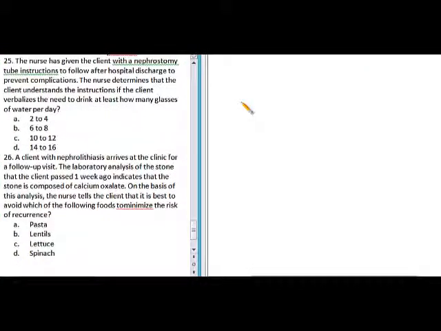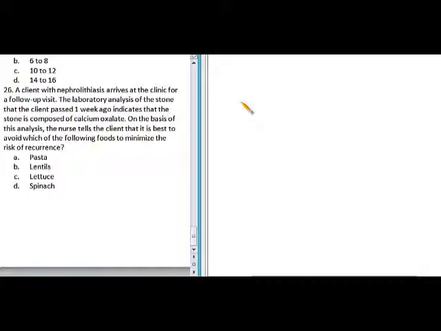Next, number 25. Nurse has given the client with a nephrostomy tube instruction to follow after hospital discharge to prevent complications. Nurse determined that the client understands the instruction if the client verbalized the need to drink at least how many glasses of water per day. So a client who has a nephrostomy tube needs a normal, adequate fluid intake, which is 6 to 8 glasses per day. B is the answer.